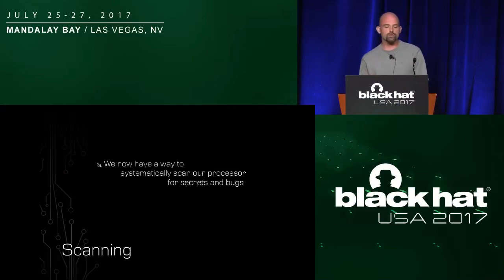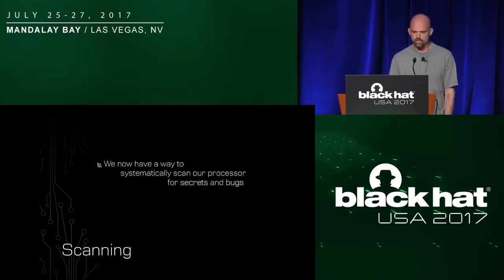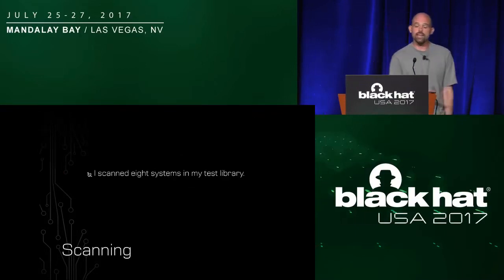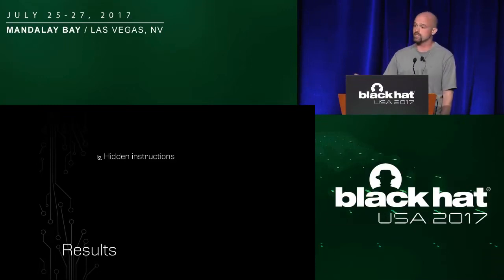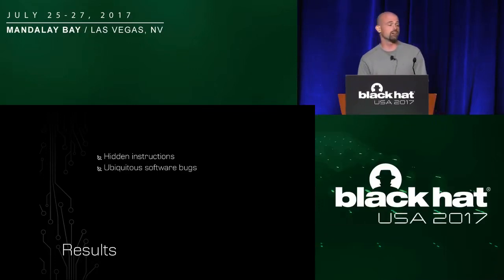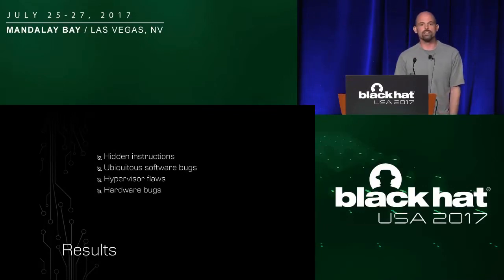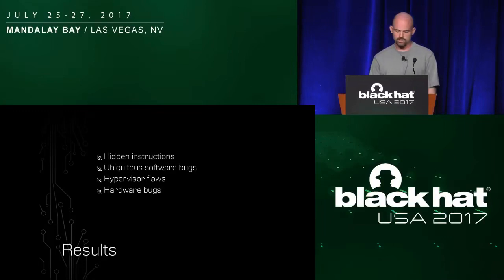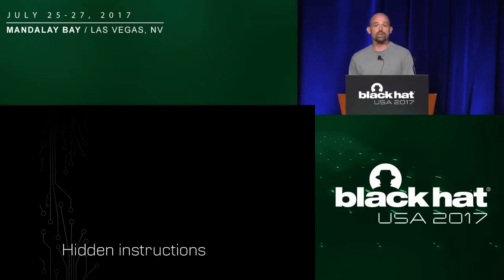So at this point, we have a way to systematically scan our processor for secrets and bugs, and I think that's really cool. So I scanned 8 of the test systems that I had in my library, and I wanted to share with you what I found on these systems, because I came up with a lot of really interesting results. First, I found hidden instructions on every single x86 chip I scanned. I found ubiquitous software bugs in all sorts of different programs. I found flaws in enterprise hypervisors, and I found some very security critical hardware bugs on x86 processors. So let's start with the one I set out to find.